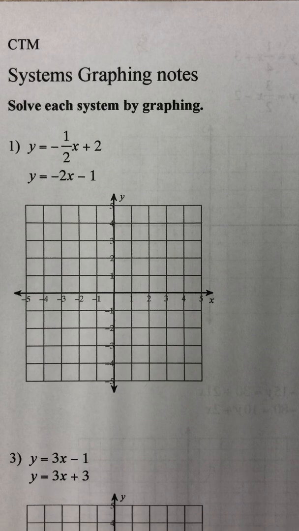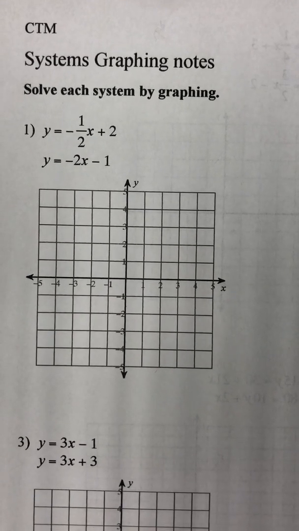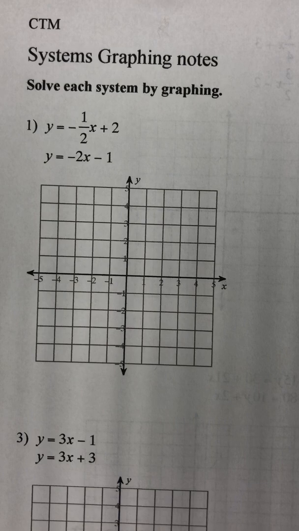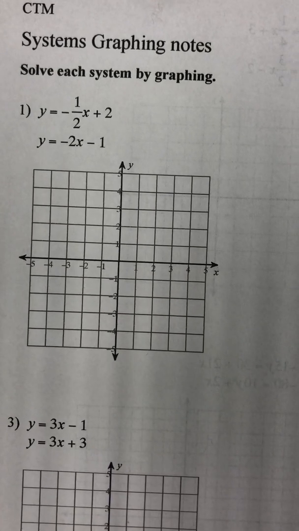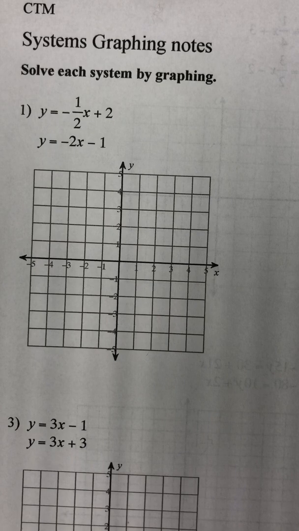Sometimes there's infinite solutions, sometimes there's one, sometimes there's no solution. We're going to be looking at this today. So we're going to look at this first one. To solve this system by graphing, we're going to graph two lines, and wherever the two lines intersect is the solution to the system. So wherever the two lines cross is the solution to the system of equations.